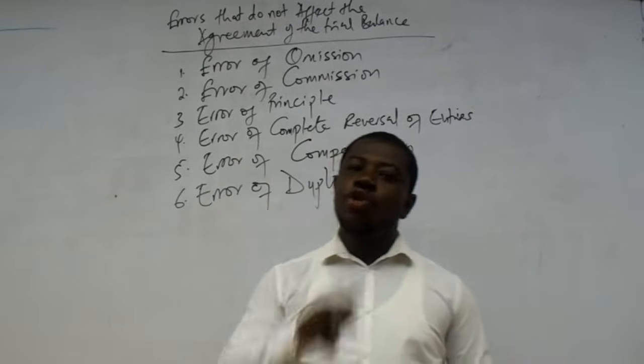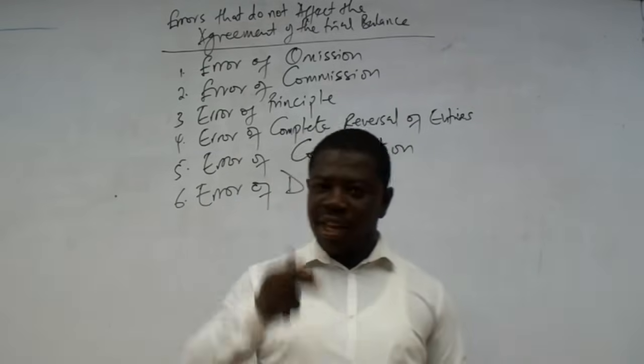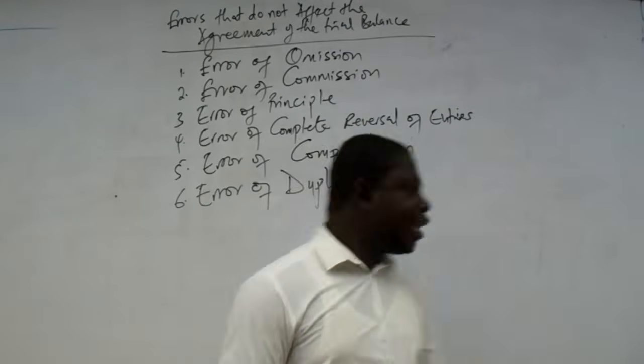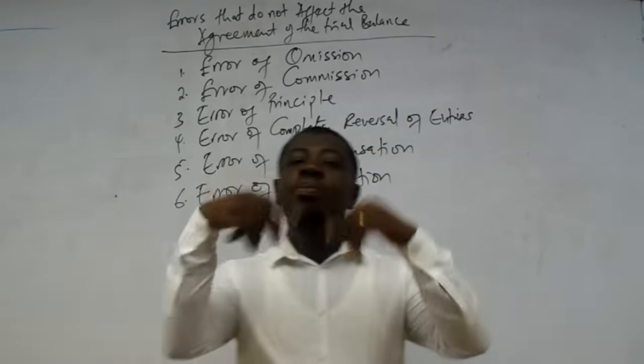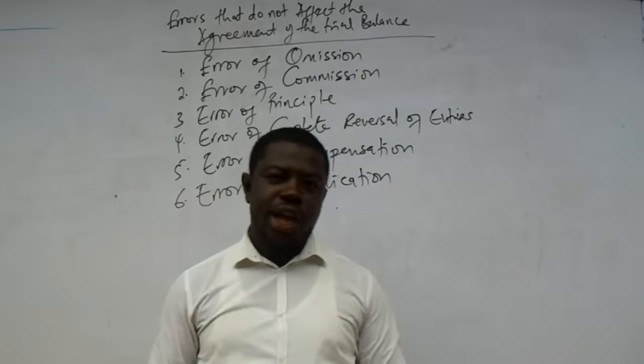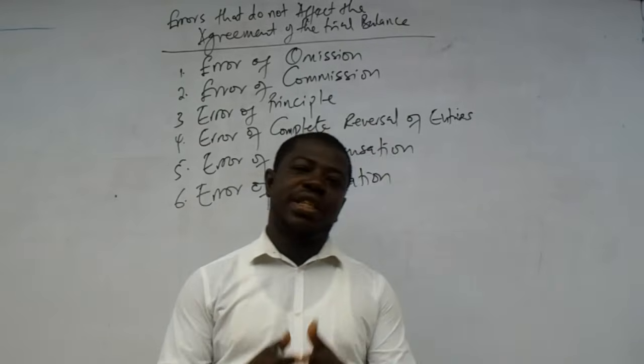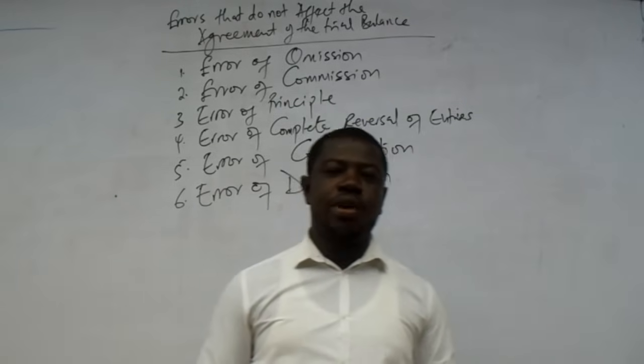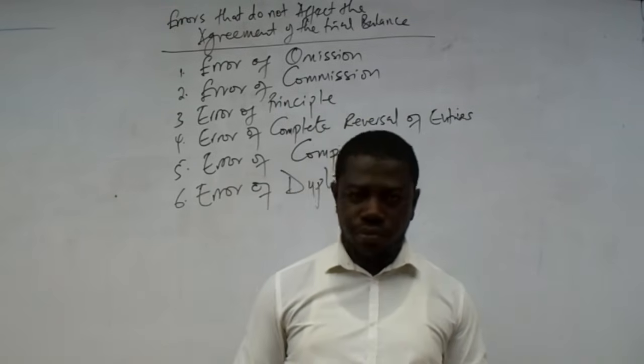What you have done is that you have recorded the transaction twice. So you have a double debit and a double credit for the same transaction. And that is what we call duplication. You have duplicated the entries. And so error of duplication is when a transaction is recorded twice or more in the books of accounts. That is basically what error of duplication is about.